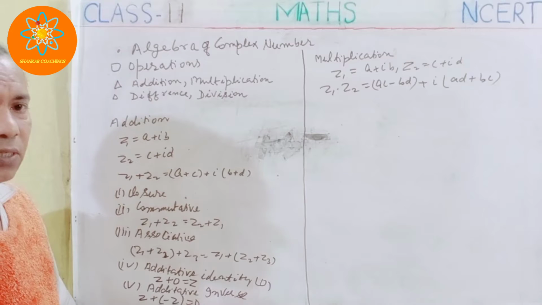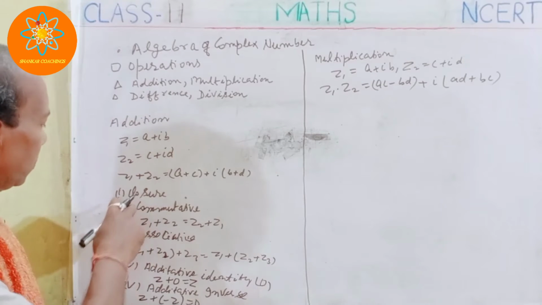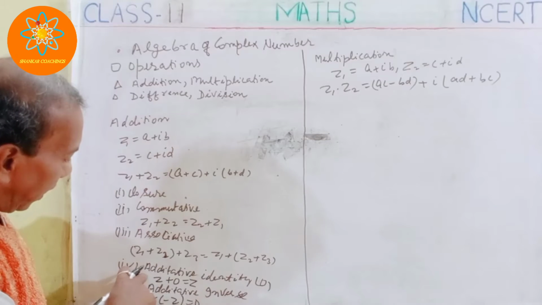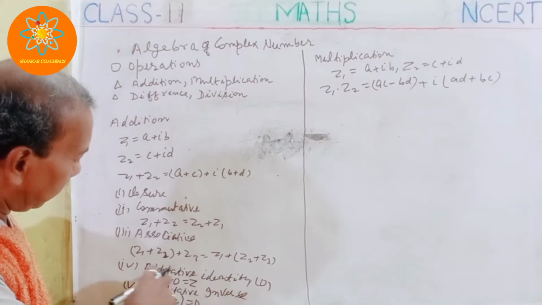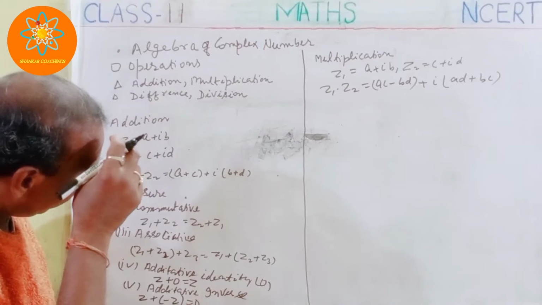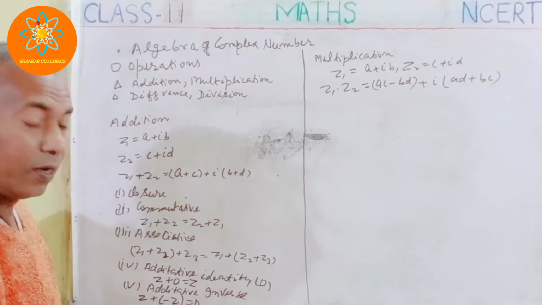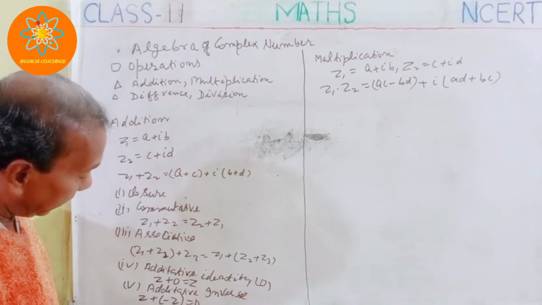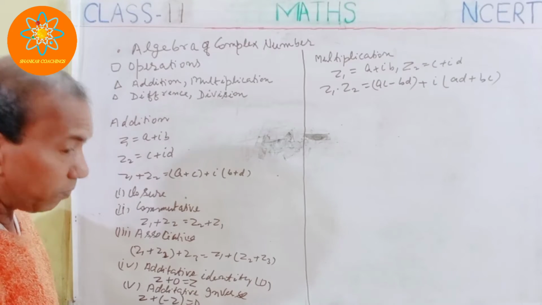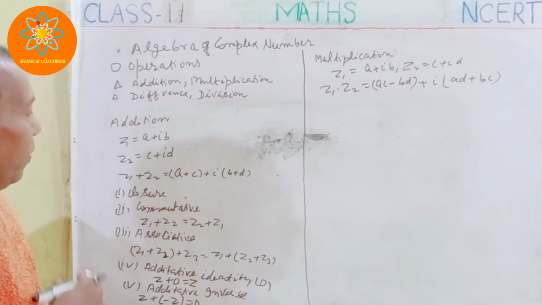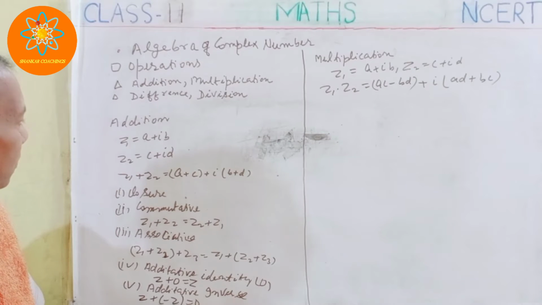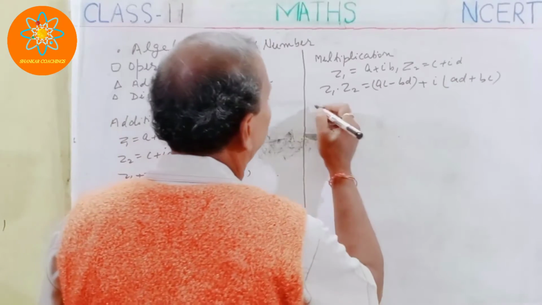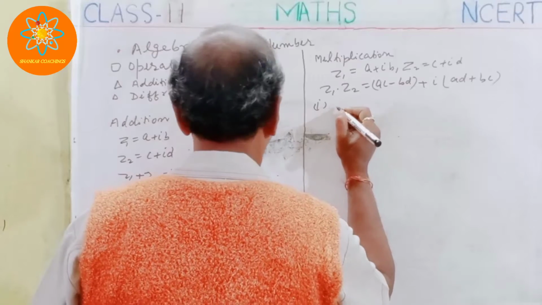Now in the multiplication case also we will discuss closure, commutative, associative, and in this case the multiplicative identity, and the multiplicative inverse, and lastly the distributive property. So one by one I will discuss all of these. Let's suppose I take the first one, the closure property.